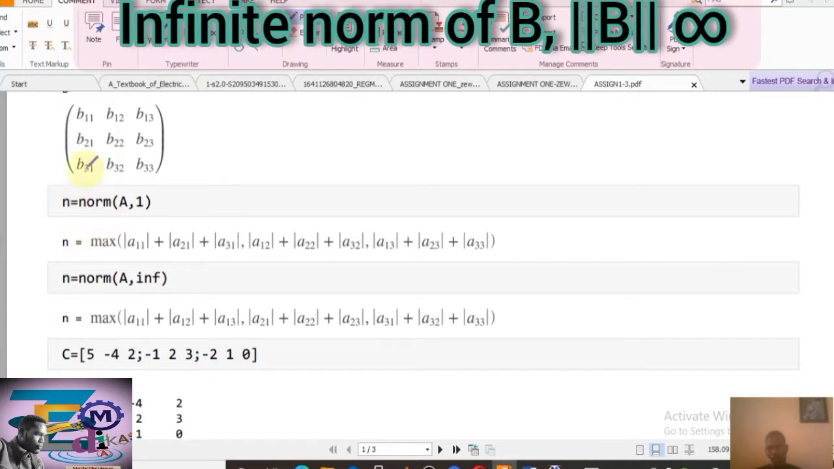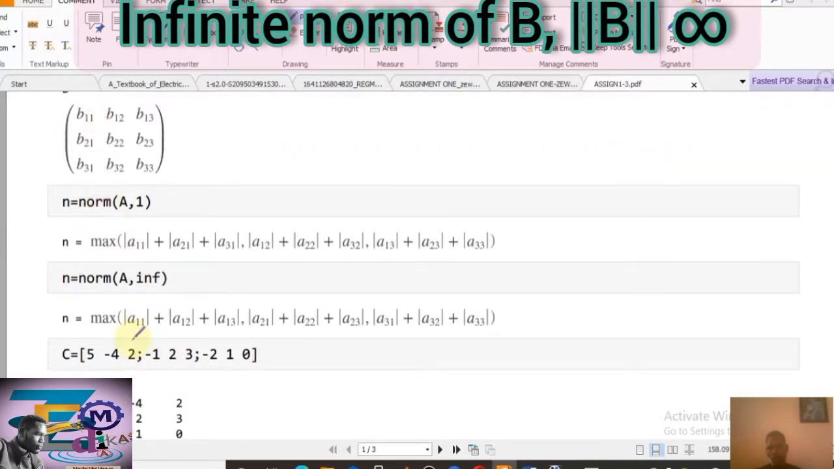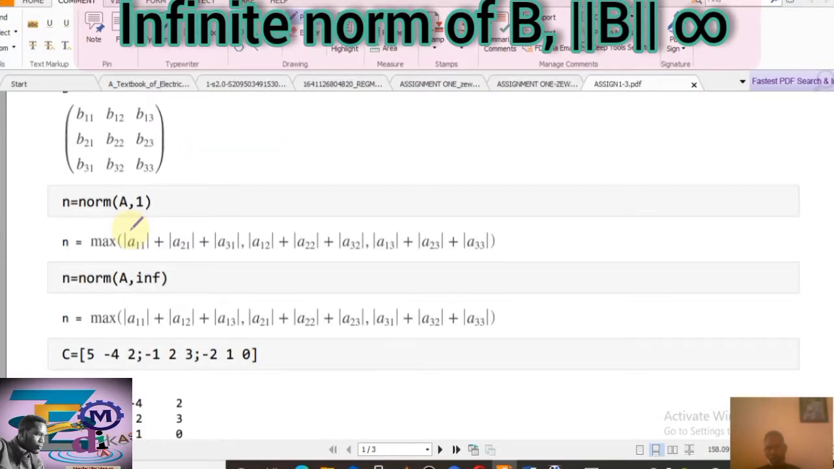So let's say we have a matrix, our A matrix or our B matrix, in such a way like this. So we need to find the A matrix as well as the B matrices in a very interesting way. So the infinity norm of a given matrix is written in Matlab as n is equivalent to norm of A comma infinity. So the basic difference between the one norm of a given square matrix and the infinity norm of a given square matrix is displayed in such a manner.